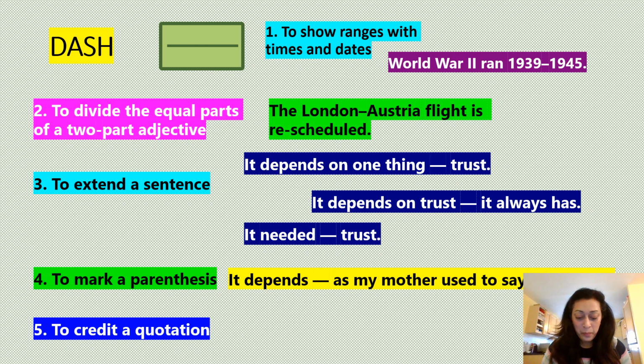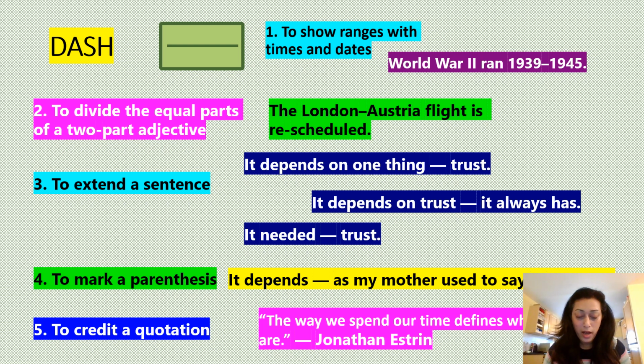Now here, when we take a look at the first pointer, it depends on one thing, which is trust. In this example, the dash has been used like a colon. In the second, the dash has been used like a semicolon when we say it depends on trust. And the last is "it needed trust." Here the dash has been used like an ellipsis.